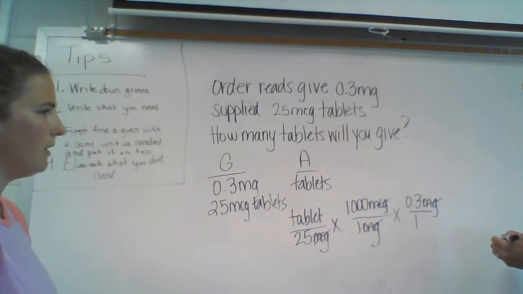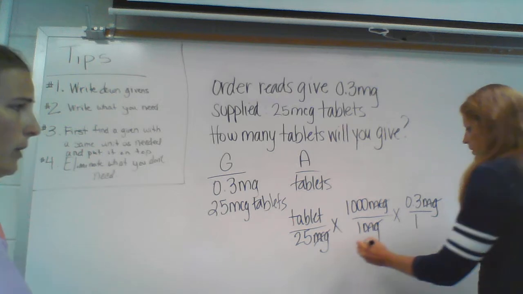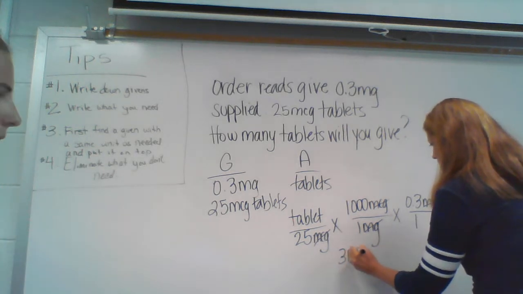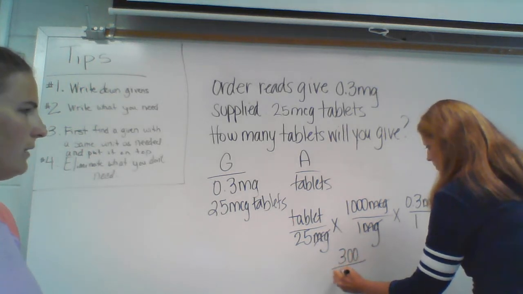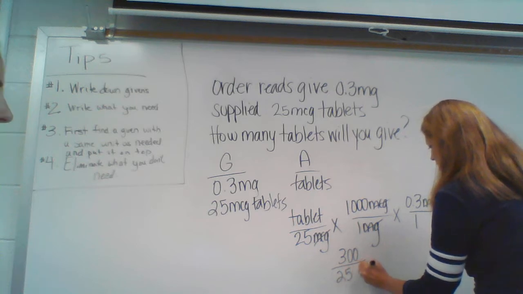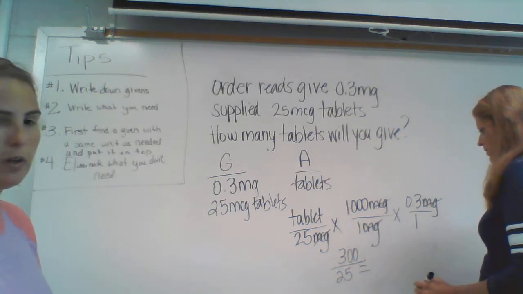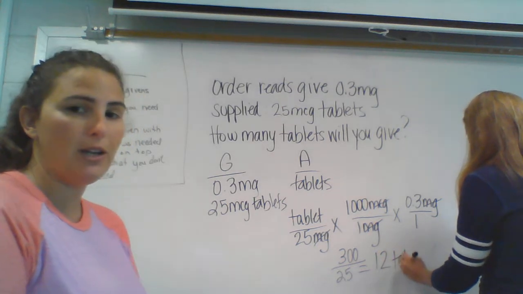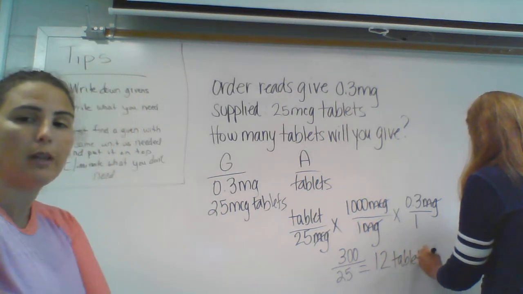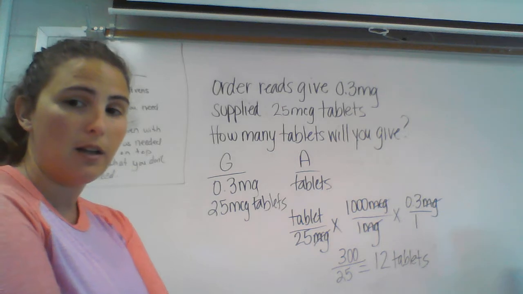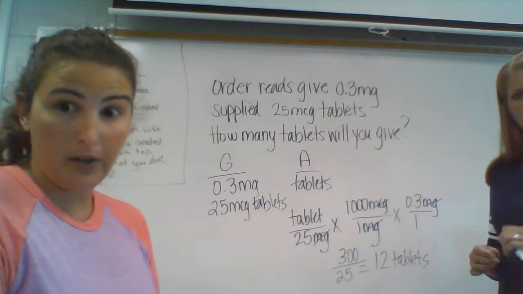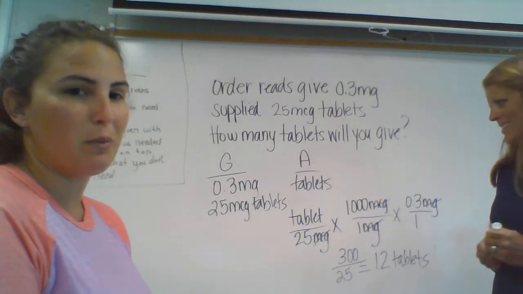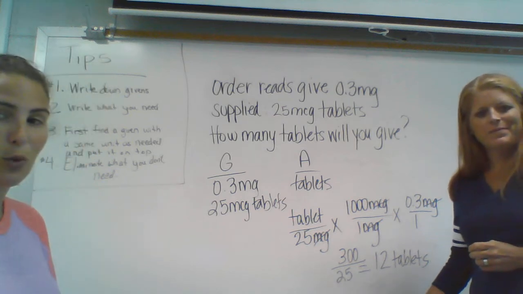So we're going to do our math. So 0.3 times 1,000 is 300. And 25 times 1 times 1 is 25. And 300 divided by 25 comes out to be 12. So for this patient, if this is actually what you were supplied, you would be giving 12 tablets. Hopefully nobody ever has to give 12 tablets to a patient of one medication, but in case, this is how you accomplish that.